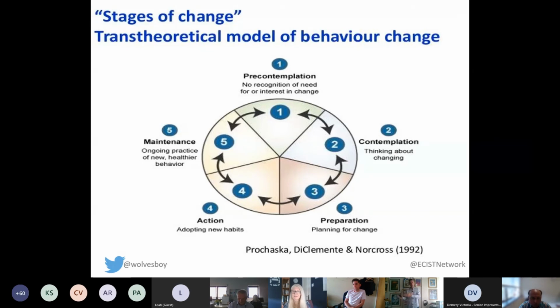Then we move into a place where we've probably seen some data, or someone's explained things to us, or we've understood something slightly differently, and we move into contemplation. Then we move into the preparation phase, and then into action before we move into maintaining the action we have. The model and the research behind it state that everybody has to go through the steps incrementally. You can't jump from one to another. You have to move incrementally, and some people will move quicker than others.